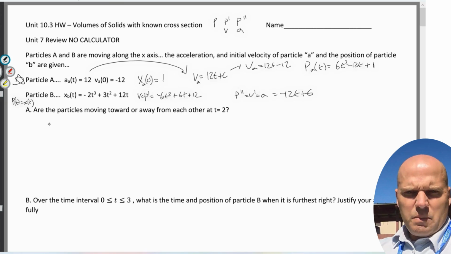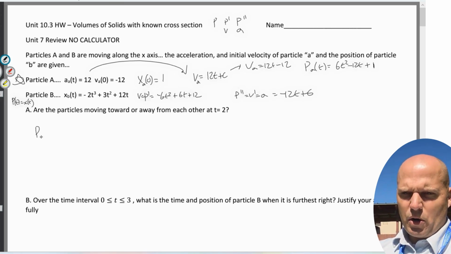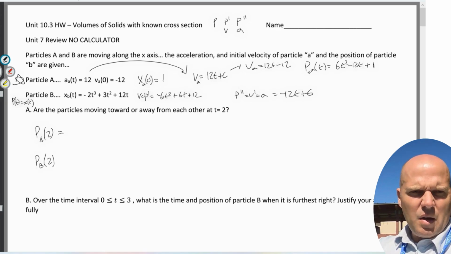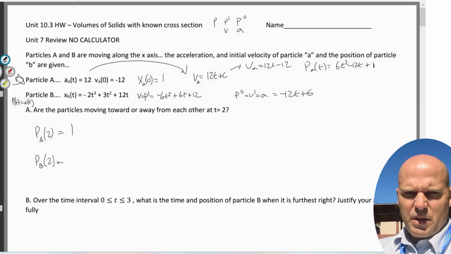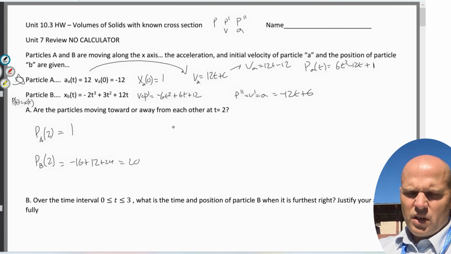So here we go. Are they moving toward or away from each other at t equals 2? I need the position of both particles at 2, and I need the velocities of both particles at 2. P of A at 2 is 24 minus 24 plus 1, so 1. P of B at 2 is going to be negative 16 plus 12 plus 24. So that's 36, 20. Cool.